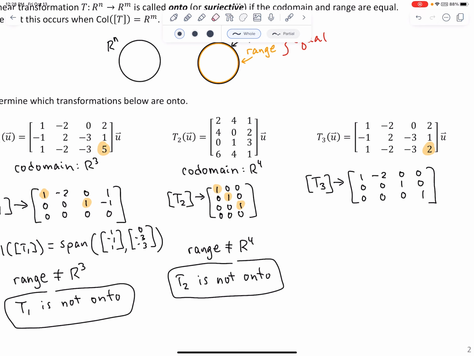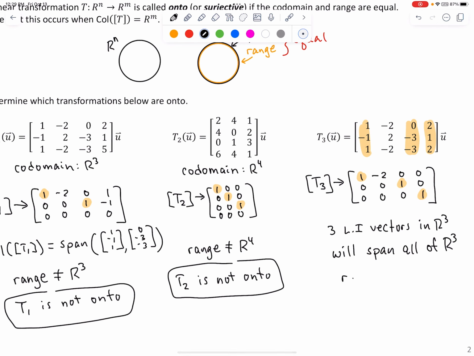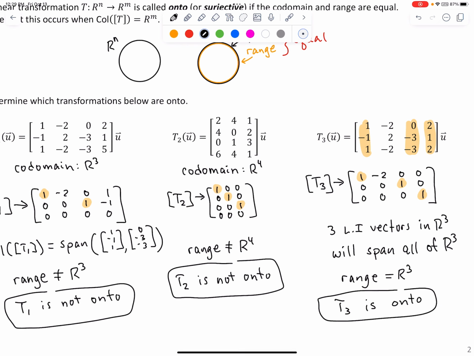But that change alone has a dramatic effect on the column space, because now we have a reduced row echelon form that has a total of 3 pivot entries. Therefore, we have 3 vectors that will form the column space, and we know that 3 linearly independent vectors in R3 will span all of R3. So in this case, we do have that the range is equal to all of R3, and we have that T3 is onto. This simply means that every single R3 vector is in the range, meaning that there is some linear combination of the columns of the standard matrix that will produce that vector.